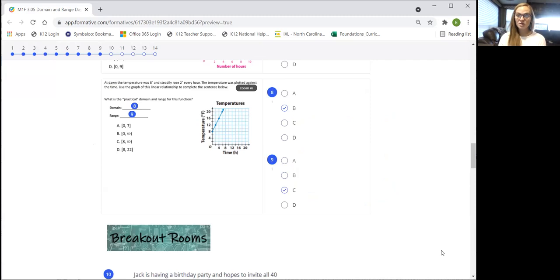Okay, so always make sure that you're looking at domain as your x value, so left to right, and then your range is y value, so lowest to highest. And if you guys ever get stuck on which one is which, I always remember to put them in alphabetical order, so domain, range, x, y.